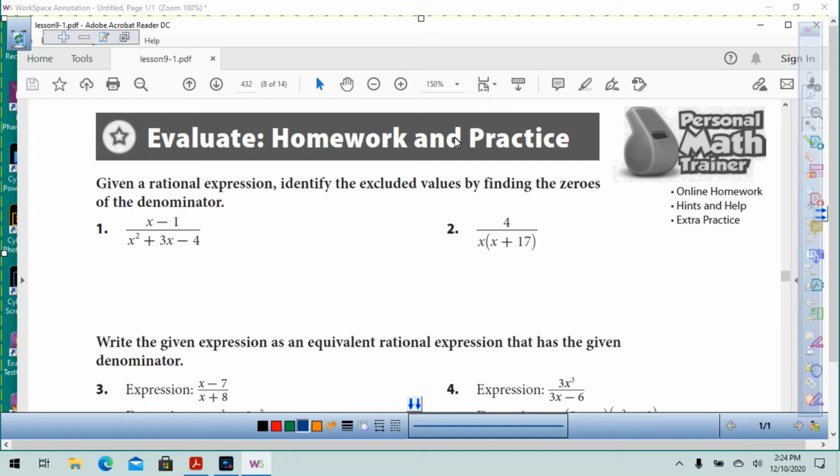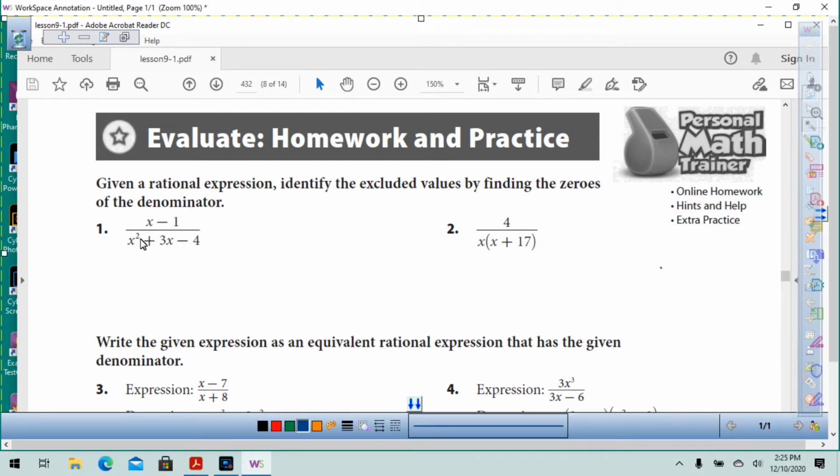Number 2, lesson 9-1, page 432. Number 1, it says, given a rational expression, identify the excluded values by finding the zeros of the denominator. Okay, the excluded values are anything divided by 0. So whatever sets the denominator equal to 0 is excluded. So let's take a look here.